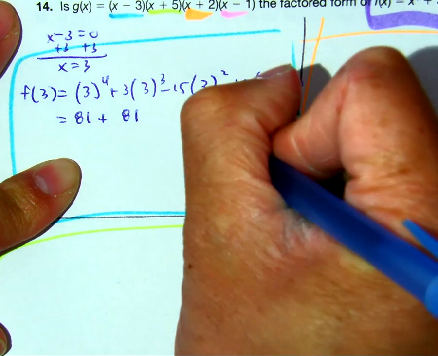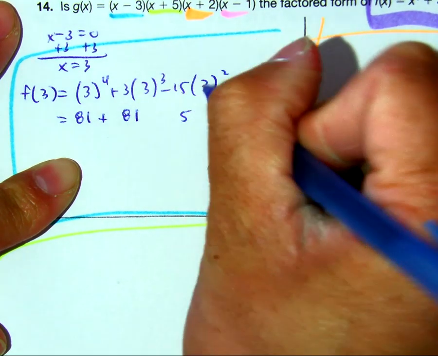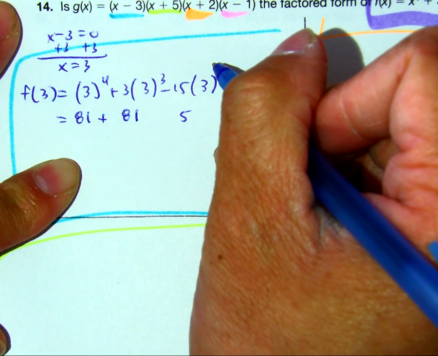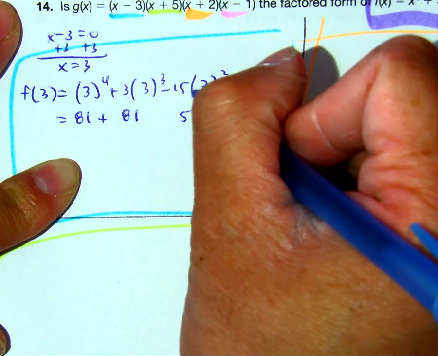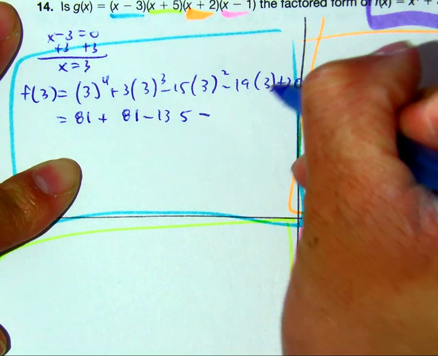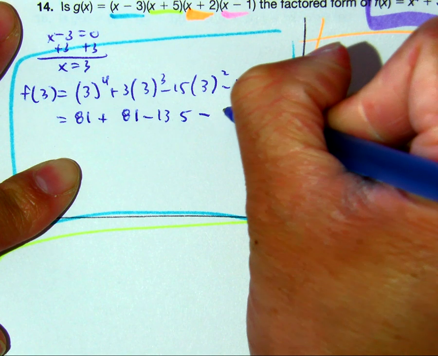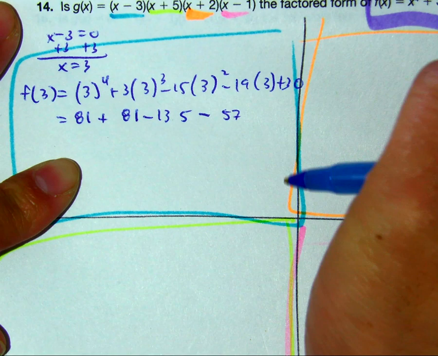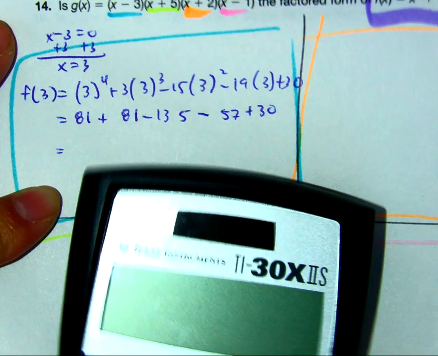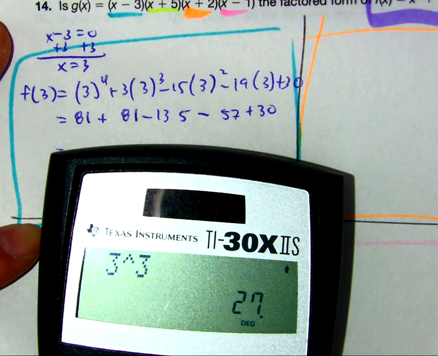9 times 15, so negative 135. This one's going to be a negative 57 plus 30. And then I'm just going to put all those numbers into my calculator. Hopefully I was correct. Double check me.